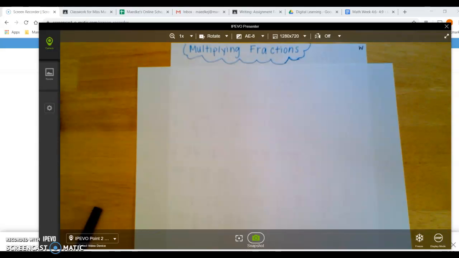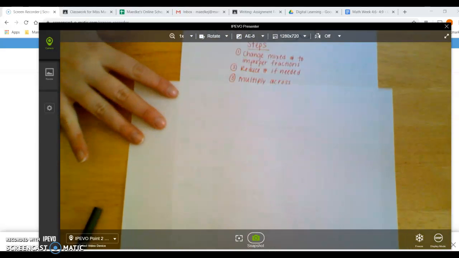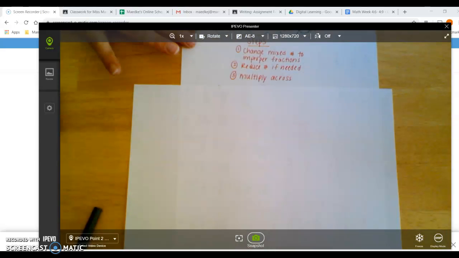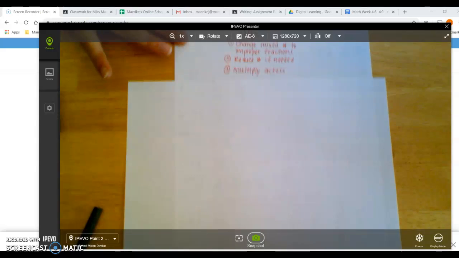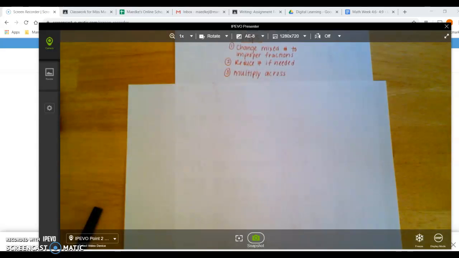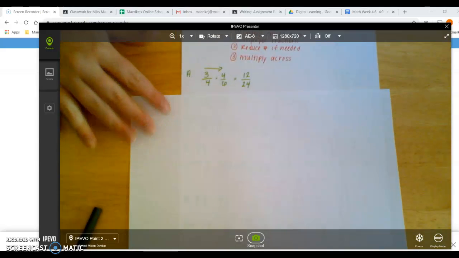So, the last 2 days we have really worked on adding and subtracting fractions, having that same common denominator when we are adding and subtracting. Now we're going to throw that out the window. We're doing multiplying today. So, multiplying, here's your steps. If you have a mixed number, change the mixed number to an improper fraction, and we're going to talk about that. And then you are going to reduce the number if needed and multiply across. So let's look at a problem.